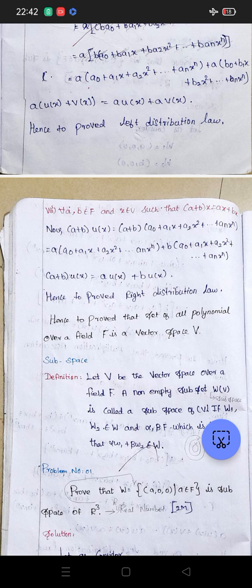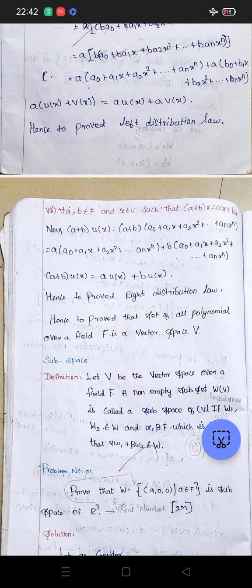So we can verify every set of polynomials over a field in vector space V. Yes, in this topic you can discuss two problems. The two problems are very important. The first problem is the set of matrices, matrix A, matrix B, matrix C, in a vector space over a field F. The second problem is the set of polynomials over a field in a vector space V. Okay, the second topic is subspace.